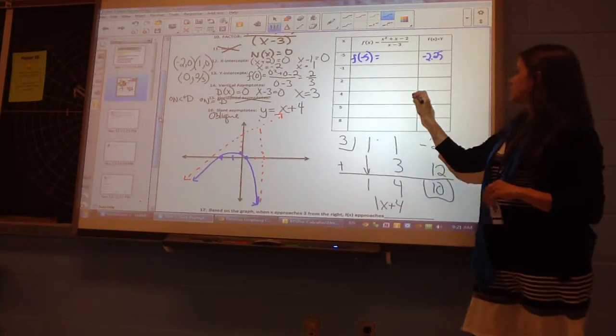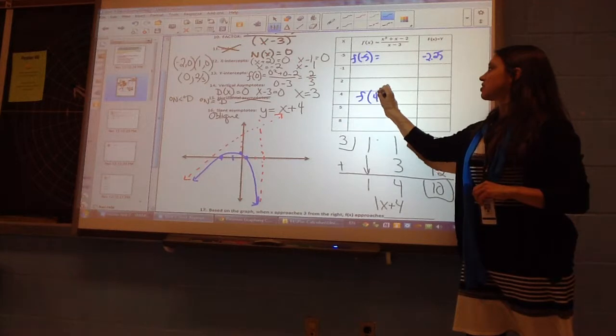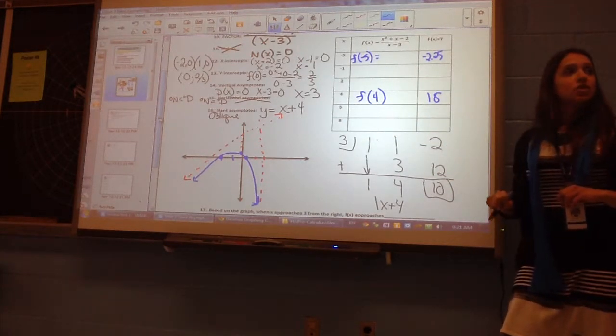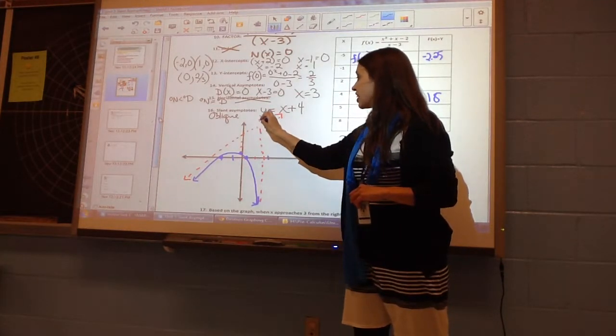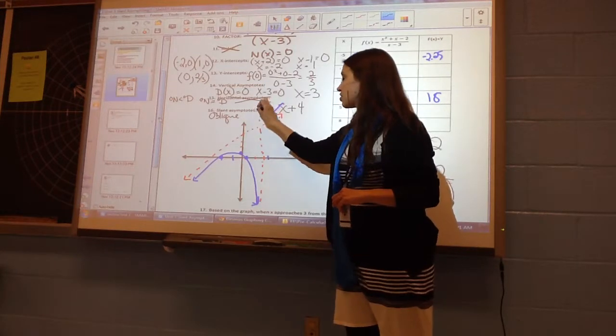When you plugged 4 in? Oh, 40. Yeah, I'm skipping ahead. 18. Yes? Yeah. Which again makes sense. 4 is going to be all the way over here and up in this little corner, which I kind of ran out of room. It's going to be up in this corner.